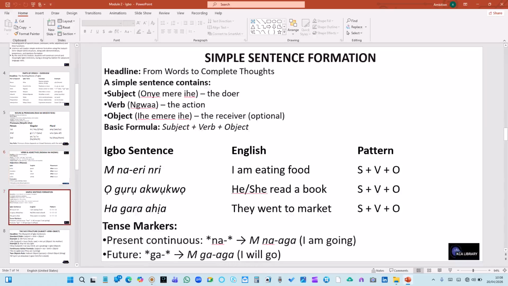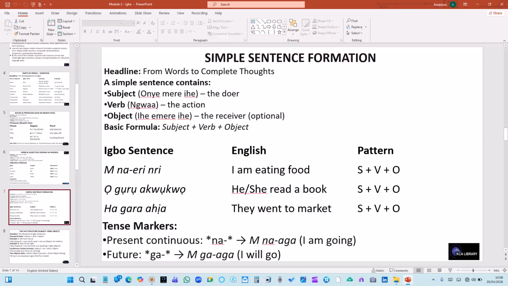Having known that, let us look at simple sentence formation in Igbo language, that is from word to complete thought. A simple sentence must contain a subject, like onye mere n'ihe, that is the doer. It must have a verb, which is ngwa, the action. Then it must have an object, ihe mere eme, that is the receiver of the action. Therefore, the formula for a simple sentence in Igbo language is subject, verb, object.